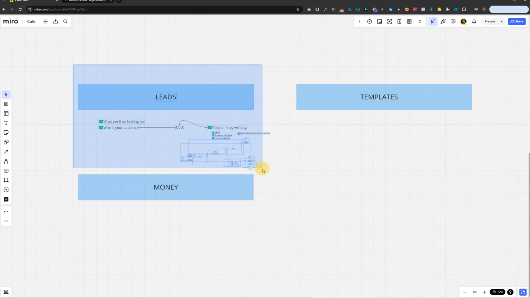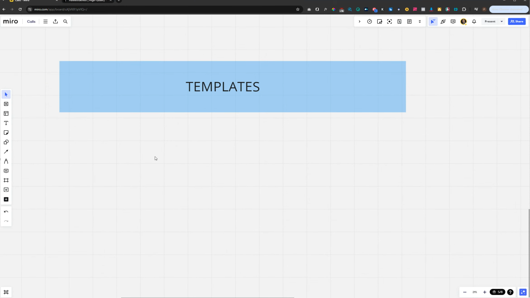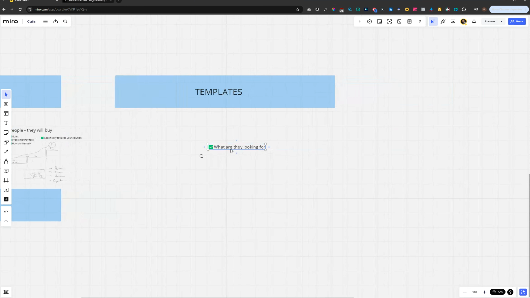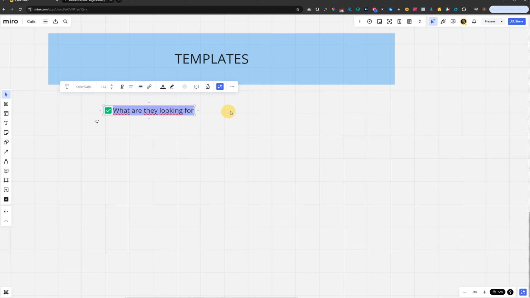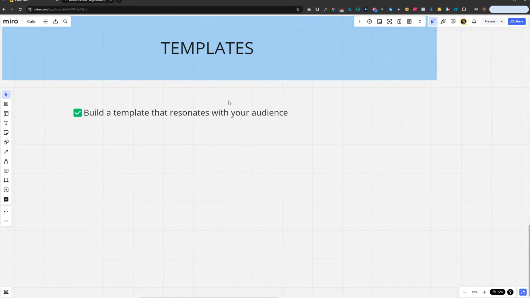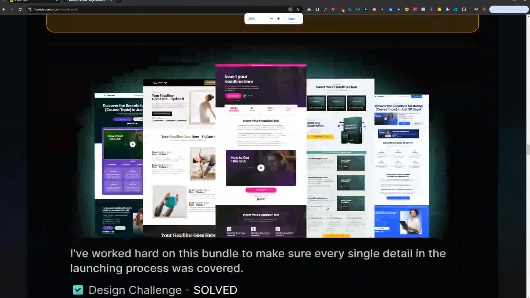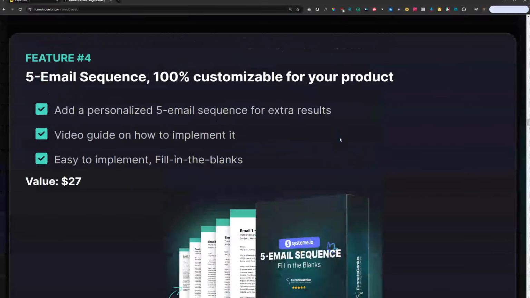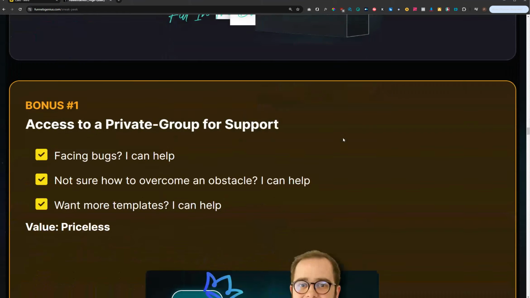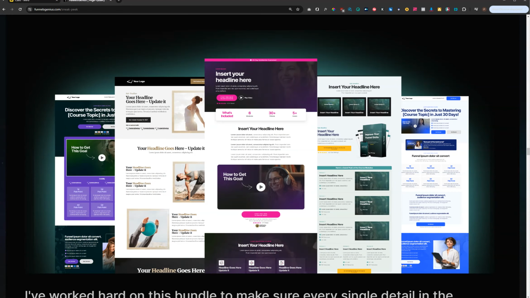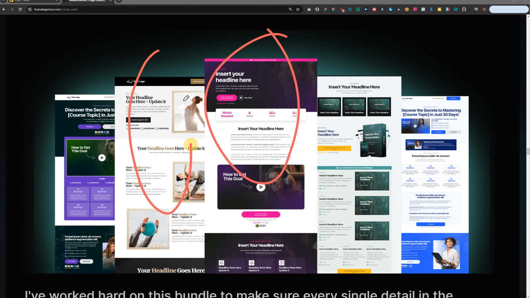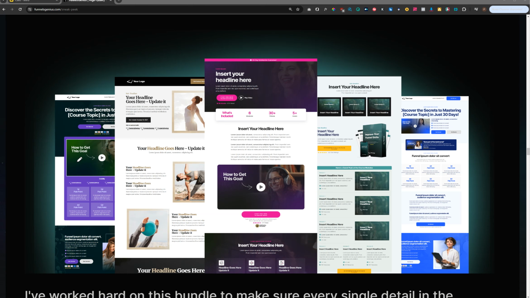Next, this is understanding your leads. The next thing is building your templates. When you are building your templates, you want to build a template that resonates with your audience. If I'm building a template for the feminine audience, for female entrepreneurs, I'm going to be building something that suits more the feminine style. So the one in the middle is pretty cool. The one on the left is pretty cool. The other ones also work very well.